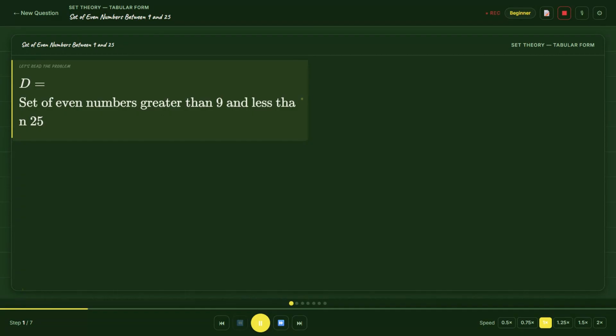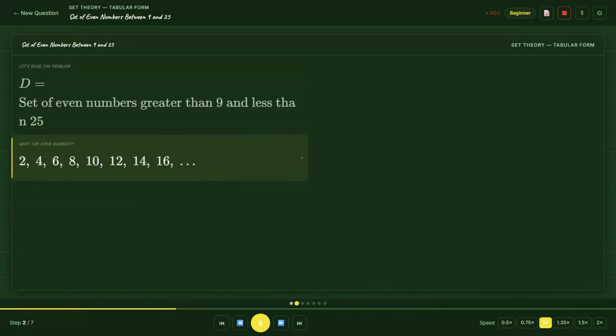Here is our problem. We need to find all the even numbers that are bigger than 9 and smaller than 25. Then we will write them in a nice list inside curly brackets. Even numbers are numbers we can split into two equal parts with nothing left over. They end in 0, 2, 4, 6 or 8, like 2, 4, 6, 8, 10 and so on.